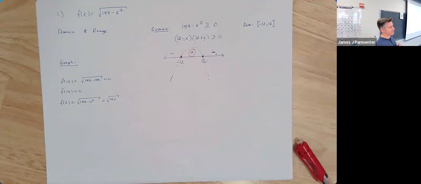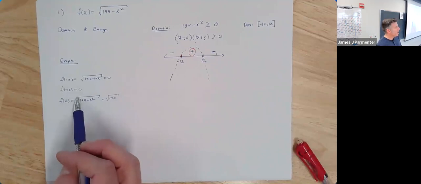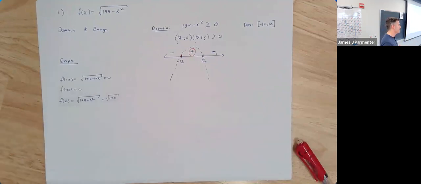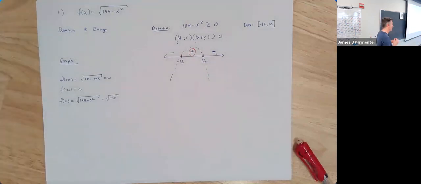Let me ask it a different way. These are my x-intercepts, right? If I plug in 12, I get 0. If I plug in negative 12, I get 0. How would I find my y-intercept? Write it on your paper. Think about how to find the y-intercept.